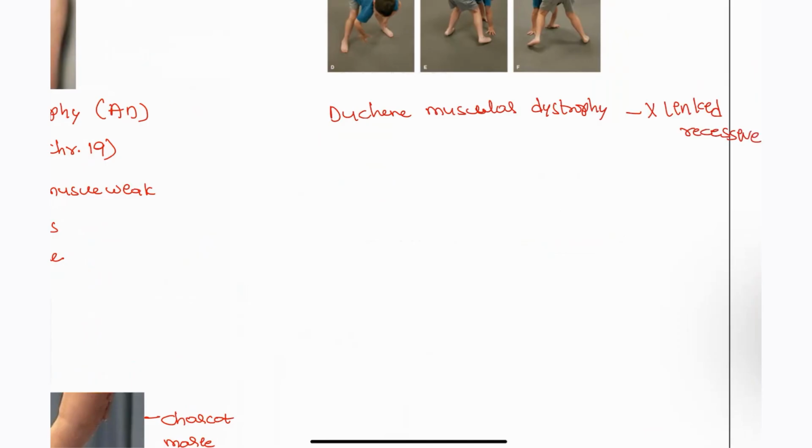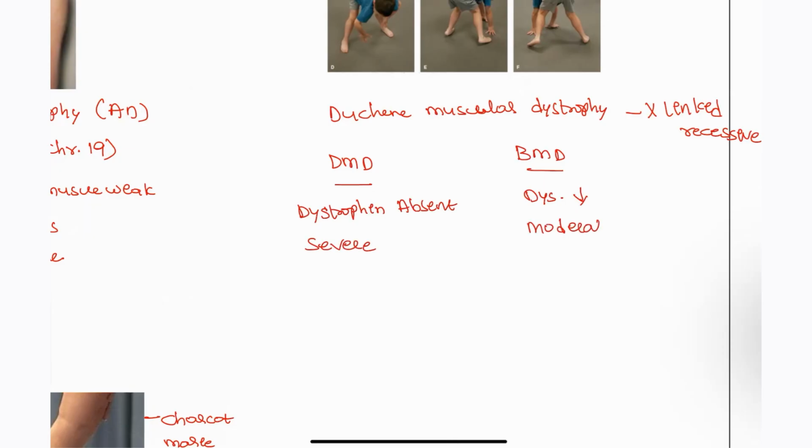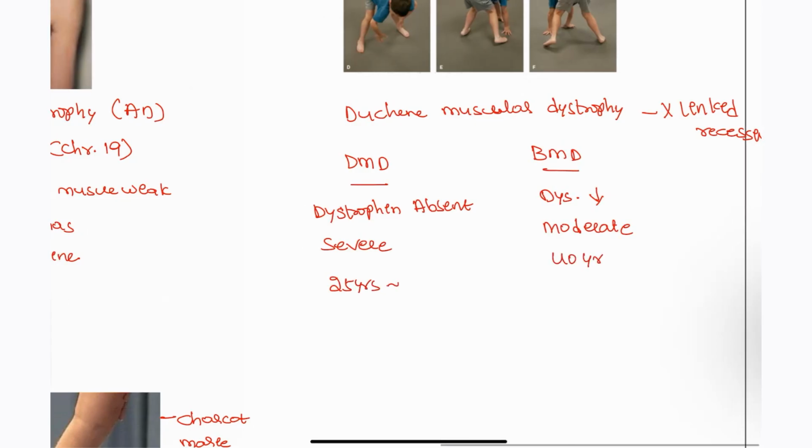This X-linked recessive condition has two types. One is Duchenne muscular dystrophy, another one is Becker muscular dystrophy. In Duchenne muscular dystrophy, dystrophin is completely absent, and in Becker the dystrophin is mildly absent. So Duchenne is going to be severe, and Becker is going to be a moderate condition. The lifetime of a Duchenne patient will be 25 years on average, but in Becker it can be 40 years also.